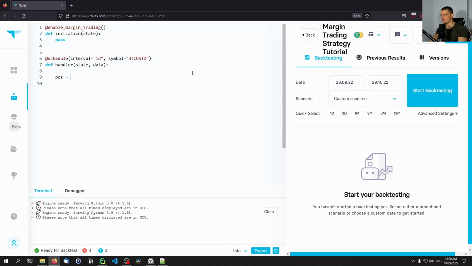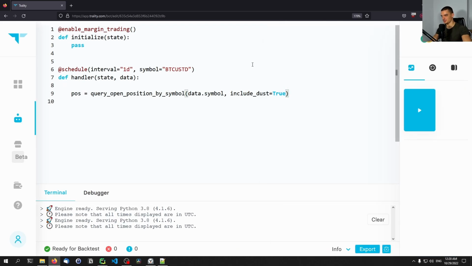But we're going to say that the position that we have is query_open_position_by_symbol. So actually by symbol is also part of the function name. And the symbol that we pass here is the data.symbol. In our case, this is going to be Bitcoin. So the symbol of the data that we're analyzing, and we're going to add the include_dust parameter, setting it to true. Let me just increase the size a little bit here.